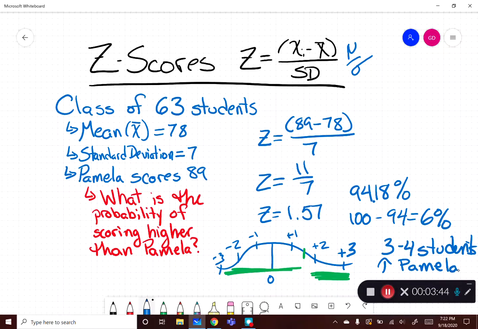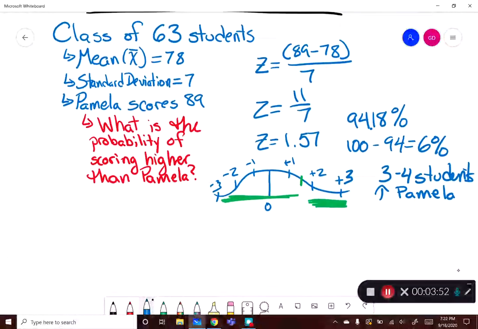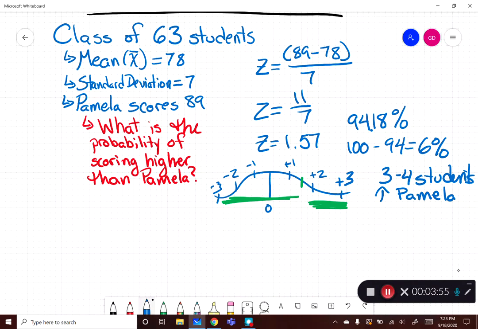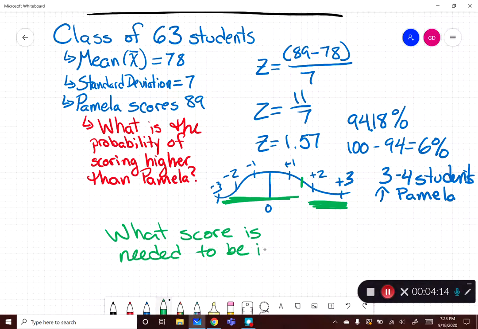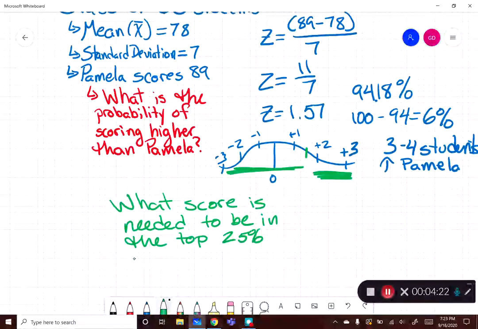So this is a quick way to understand z-scores and where Pamela's score fell and the probability of scoring higher than Pamela. Now, what if we were interested then in trying to find out what score you needed on this exam to fall within the top 25%? So we're now interested in what value, what score did you need? So what score is needed to be in the top 25% of the class.